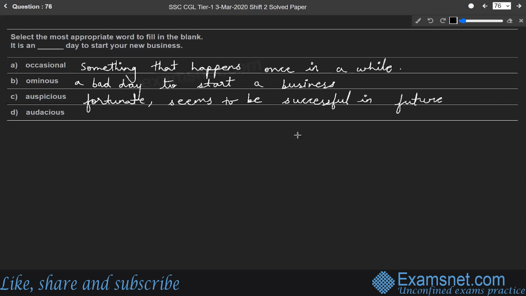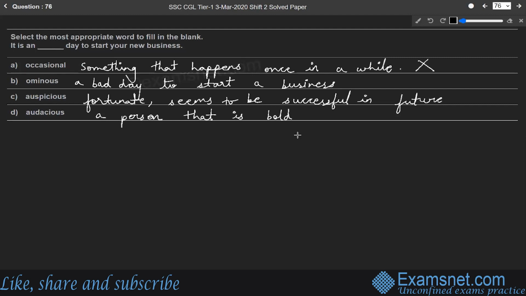And the last option is audacious. What is the meaning of the word audacious? It refers to a person that is bold. All right. So for this question, the sentence here refers to the beginning of a new business. It means that ideally it should begin on a good occasion. So option 1 is occasional, but occasional here means something that happens once in a while, right? And it cannot be a day to start a business. So this option is not correct.